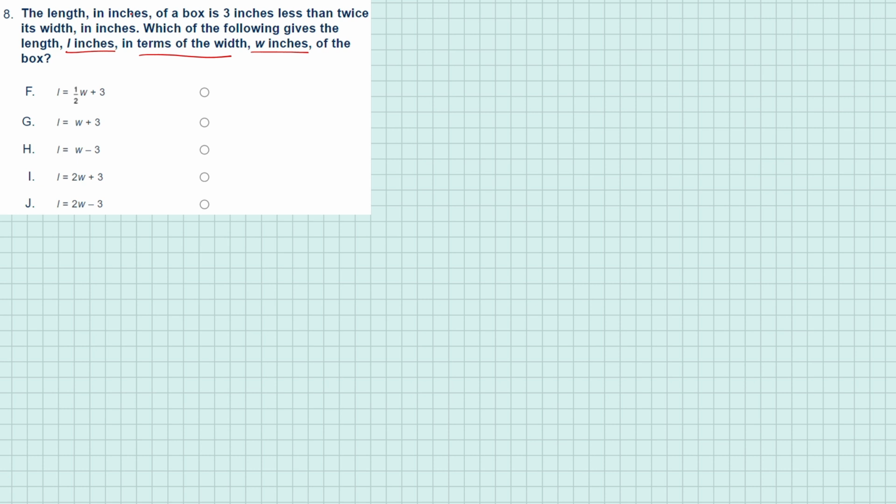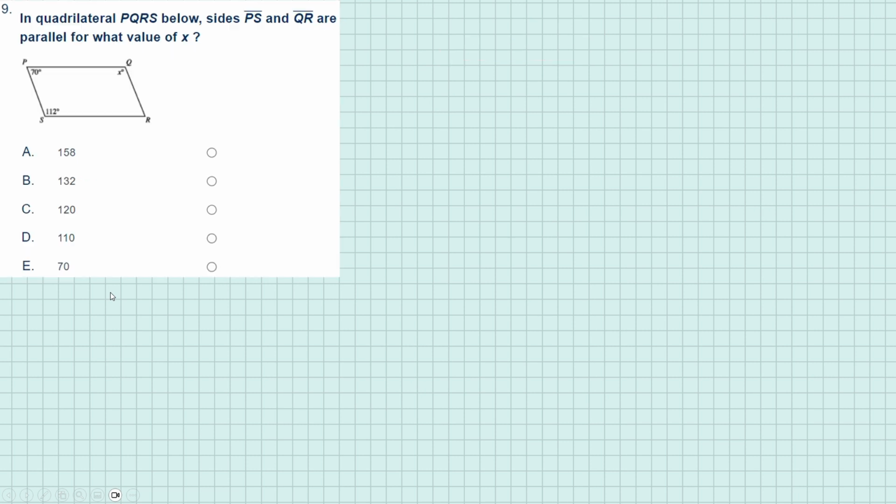So the length of a box is 3 inches less than twice its width. First of all we can write twice the width. Let's say width is W, so we write 2 multiplied by W. Length L is 3 inches less, so we subtract 3 from this: twice the width minus 3 equals L. So the length of the box will be 2W minus 3, which is option J. Let's move to the next question.